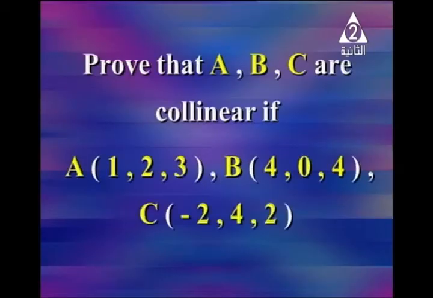Another example. Prove that A, B, C are collinear if A equals 1, 2, 3, B equals 4, 0, 4, C equals negative 2, 4, 2. Dear student, how do we prove that the three points A, B, and C are collinear? What is the condition for A, B, and C to be collinear? It means the 3 points lie on a straight line.